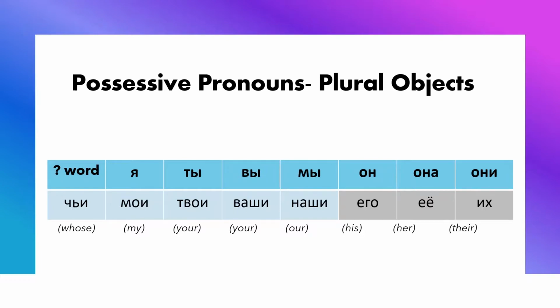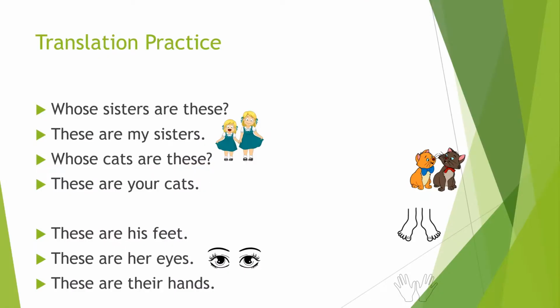Let's look at some examples. So now we're doing all plural objects. Whose sisters are these? Remember, sister is сестра, but plural is сестры. Это чьи сестры? And then our answer, these are my sisters. Это мои сестры.